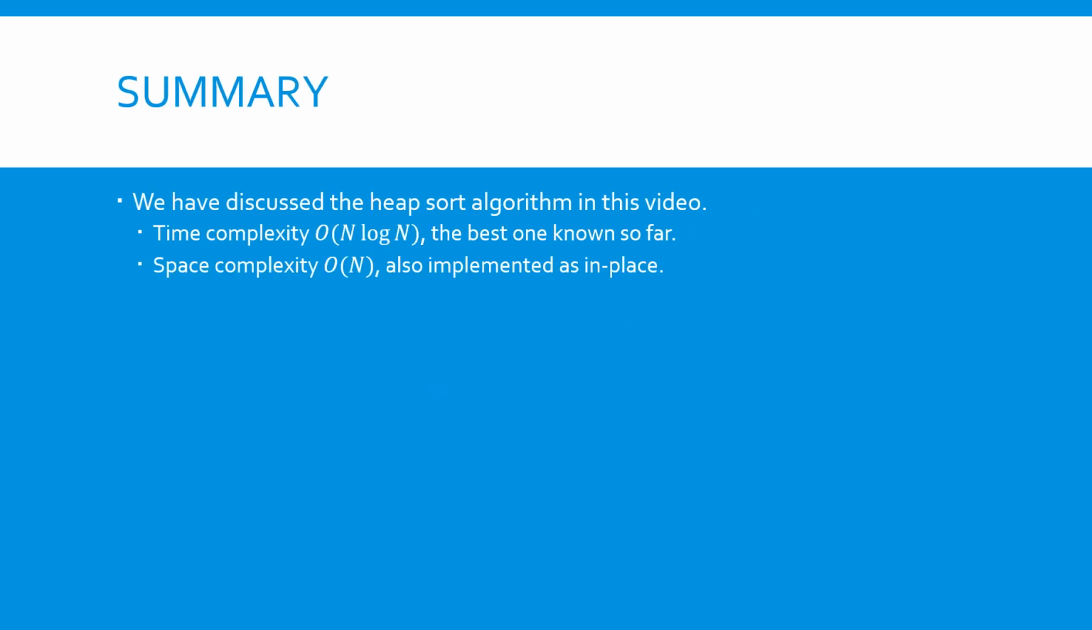In summary, we have discussed the heap sort algorithm in this video. Heap sort has the fastest time complexity we have encountered so far, which is O(n log n). It is also an in-place sorting algorithm. In the next video, we'll discuss another O(n log n) time sorting algorithm, the merge sort.